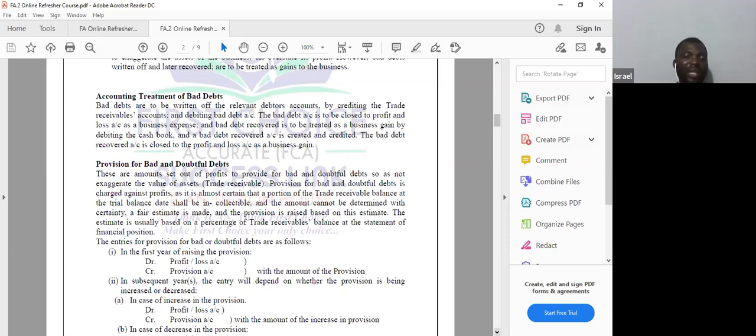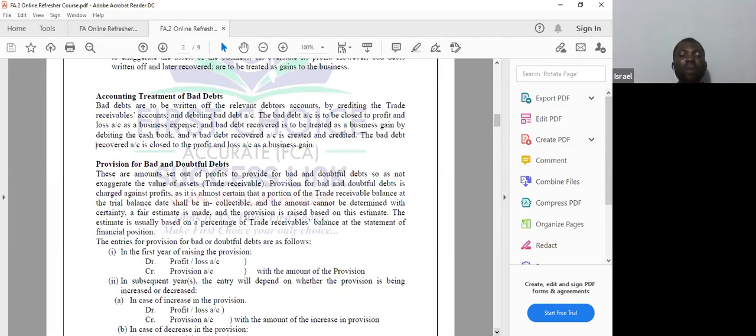Also, another thing you need to know is that if there was no provision for bad debt before, if there was no provision or allowance, and the other name for it is allowance, for bad and doubtful debt before, then the total difference, or the new provision, will be charged to the profit or loss account.